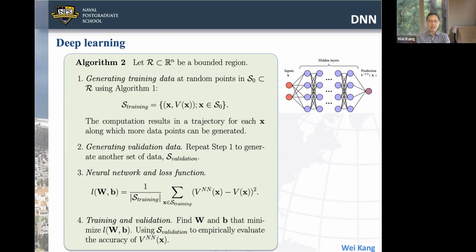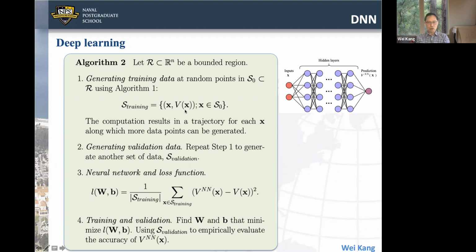So the idea is that you have layers of neurons, and then you train them. How to train them? You use algorithm one, the Zubov equation solution, to generate data values at random points in a set of your interest. Say I'm interested in my system's stability behavior within a bounded set. Then I choose random points, and then I can use algorithm one to generate the value.